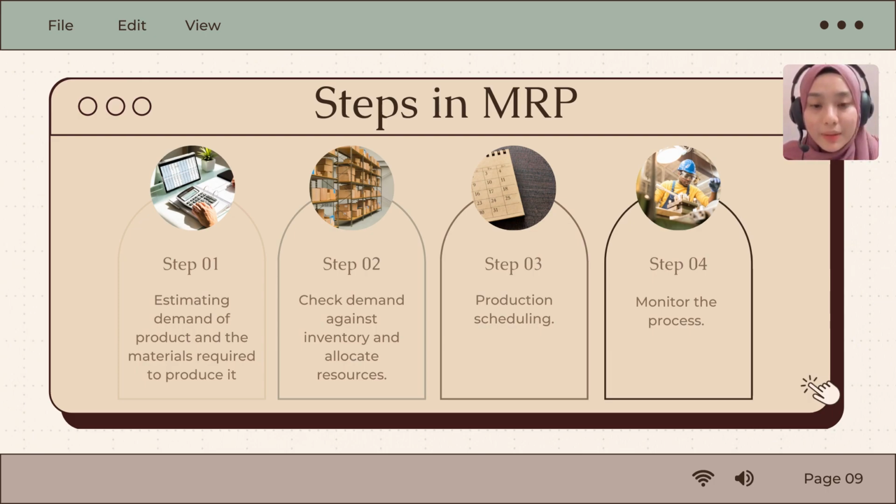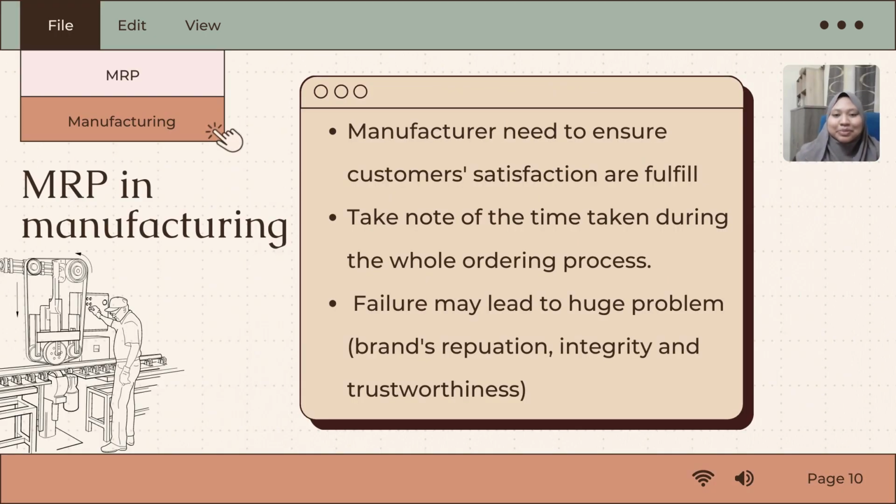The last step in MRP is monitoring the whole process. This step is actually crucial because it will inform the managers if there are any delays or problems during the manufacturing process. Now, I will be presenting about MRP in manufacturing.